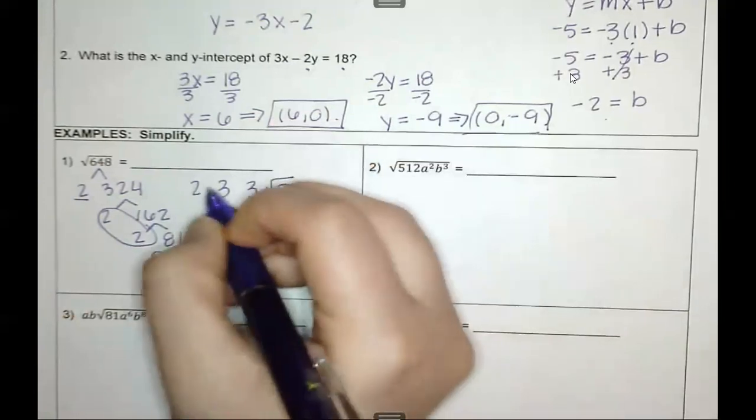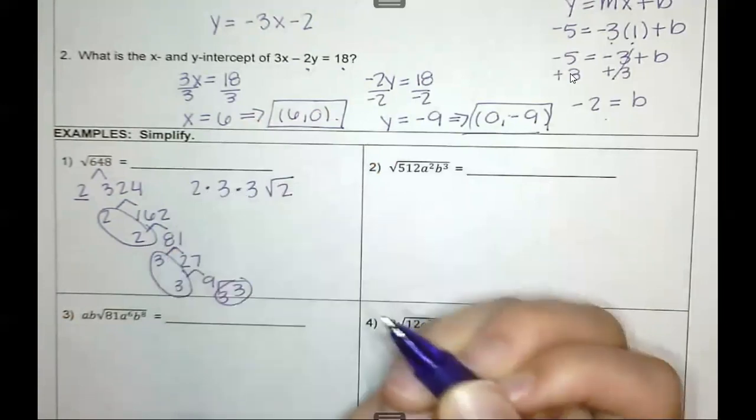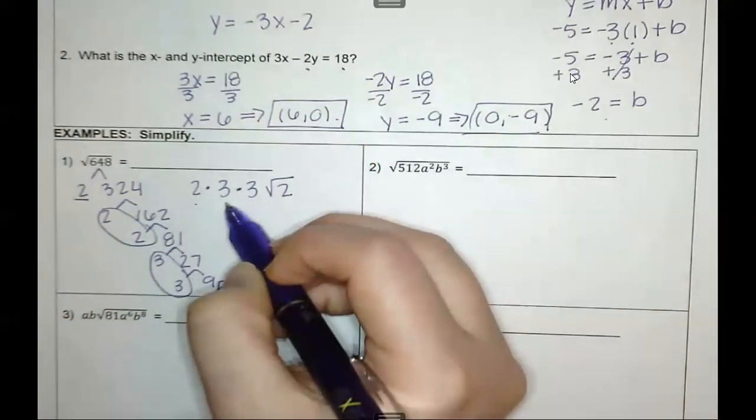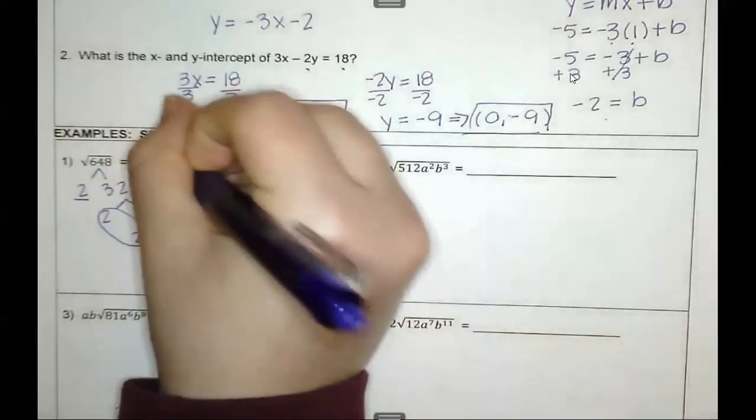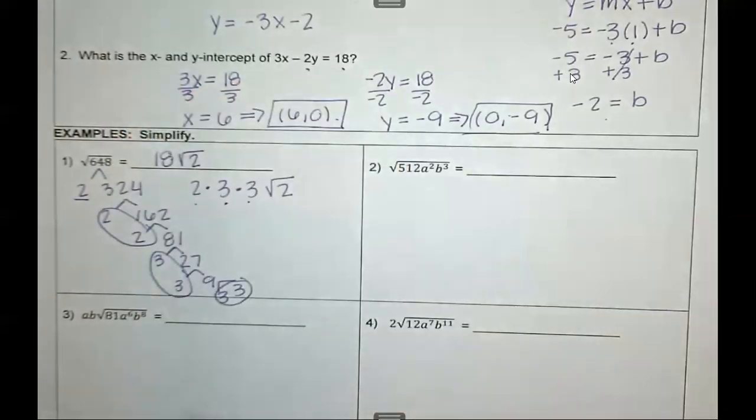Now, if I'm going to take out all 3 of these numbers, I need to multiply them together. So I'll do 2 times 3, which is 6, 6 times 3, which is 18, and we have our square root of 2.